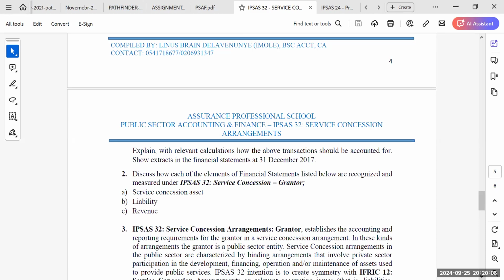So they are saying that we should discuss the elements listed below. Discuss how each of the elements of financial statement listed below are recognized and measured under the IPSAS 32 service concession, which is a grantor. Okay. The first one.